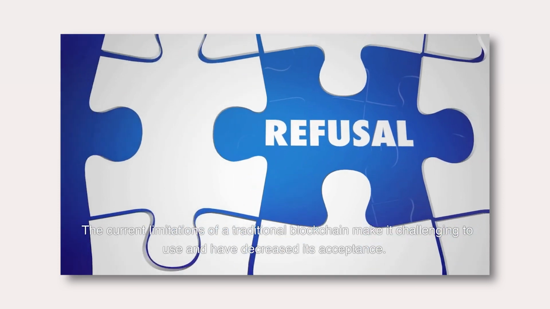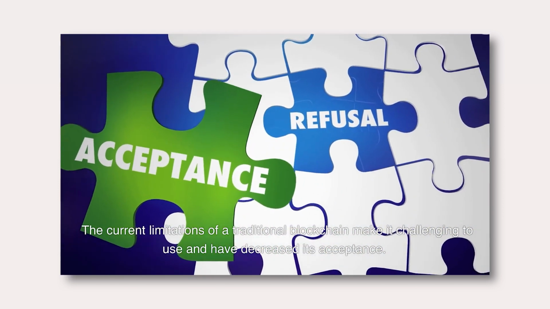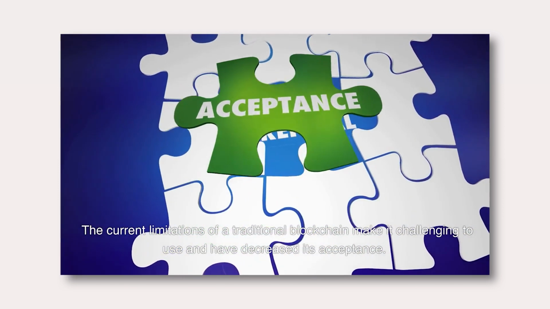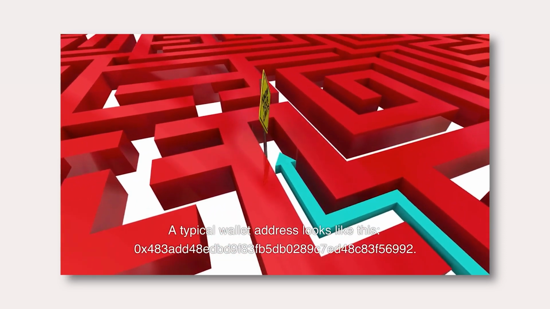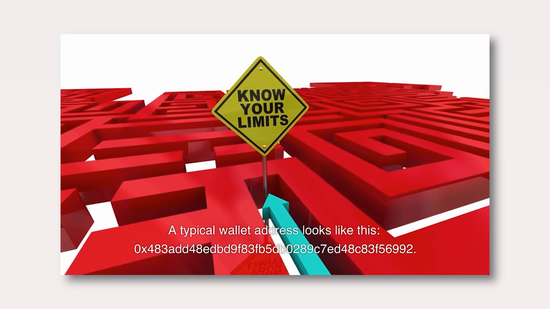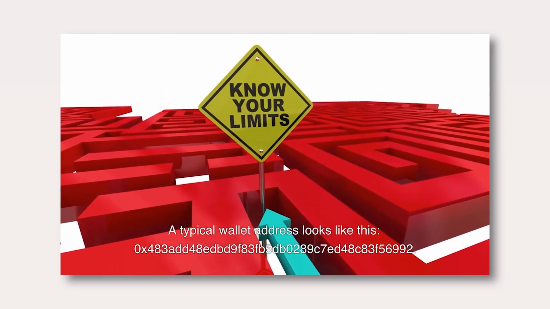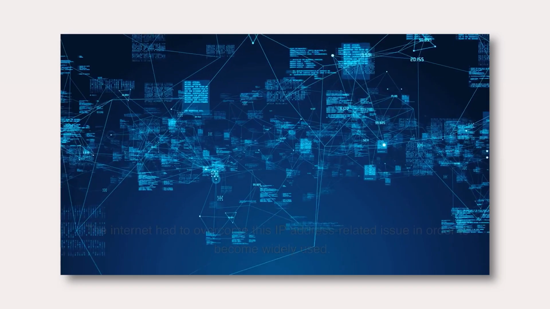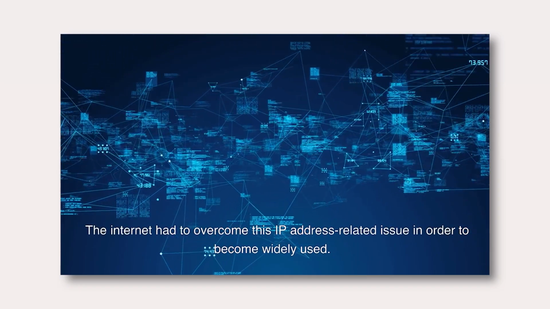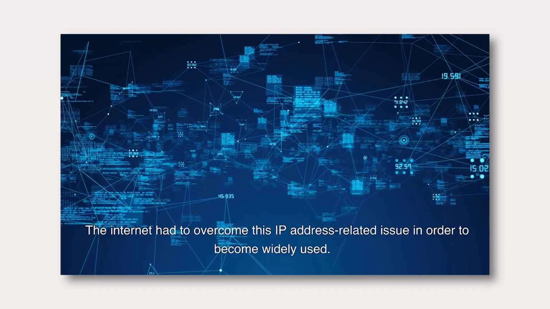The current limitations of a traditional blockchain make it challenging to use and have decreased its acceptance. A typical wallet address looks something like this down in the captions. This would scare off the average person, which would prevent adoption. The internet had to overcome this IP address related issue in order to become widely used.